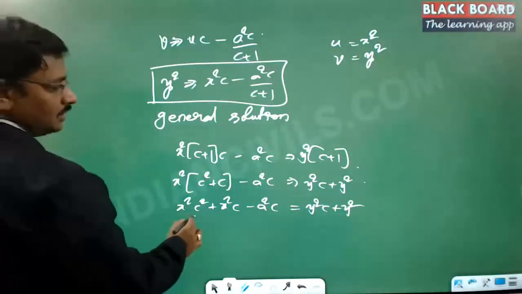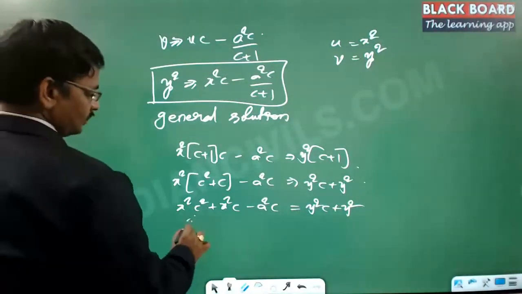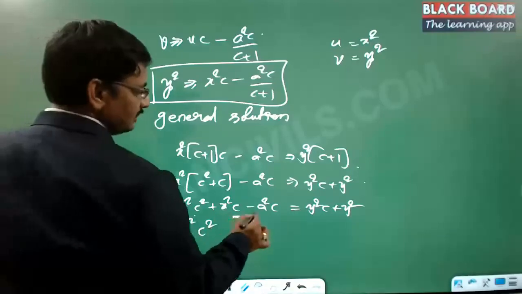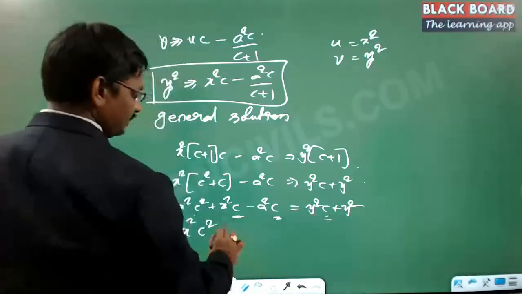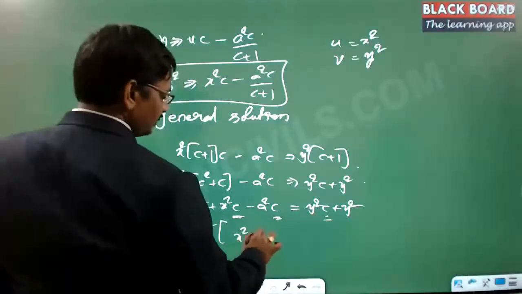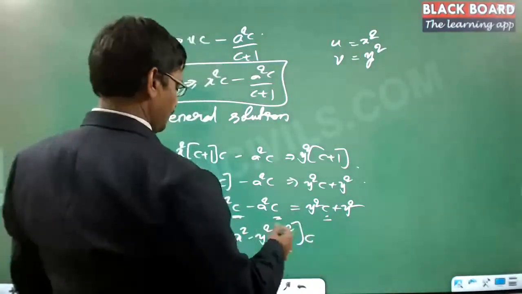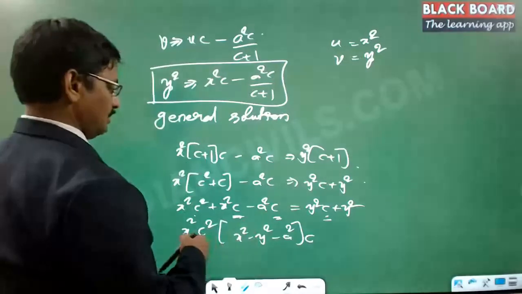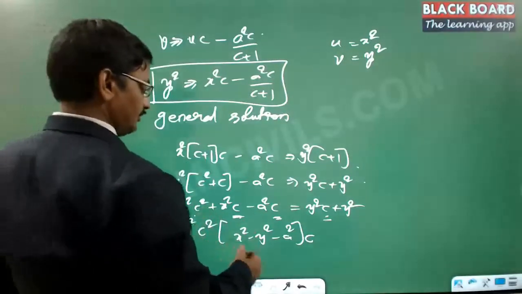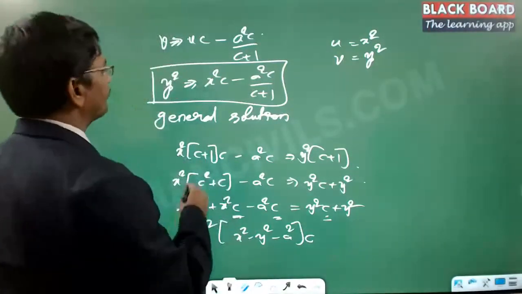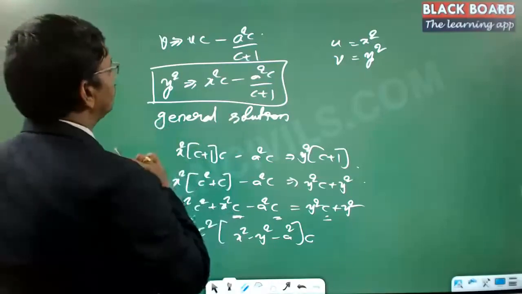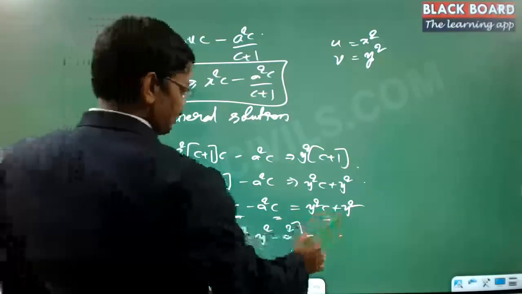And so the c square term is only here, so x square c square, and the c term is here, here, and here. So this is x square minus y square minus a square times of c, and that's it, right? Yeah, in every term, so there is a constant term also.